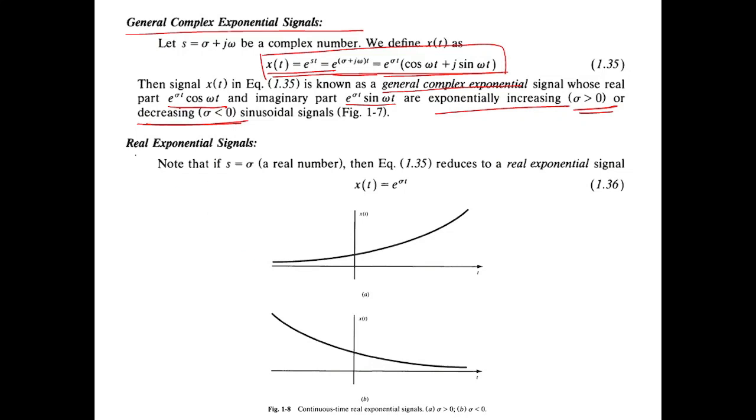Now coming to the real exponential signals. In the real exponential signals, the jω component is suppressed, that means this component is 0. So the equation becomes x(t) = e^(σt), where s is equal to σ, which is a real number, and it reduces the general complex exponential signal into a real exponential signal. Again, depending upon the values of sigma, it can be an exponentially growing or exponentially decreasing signal.